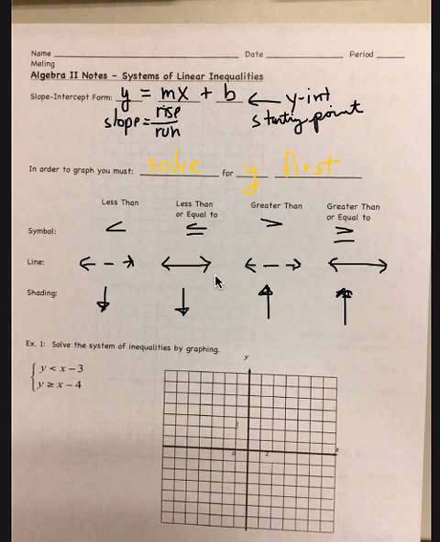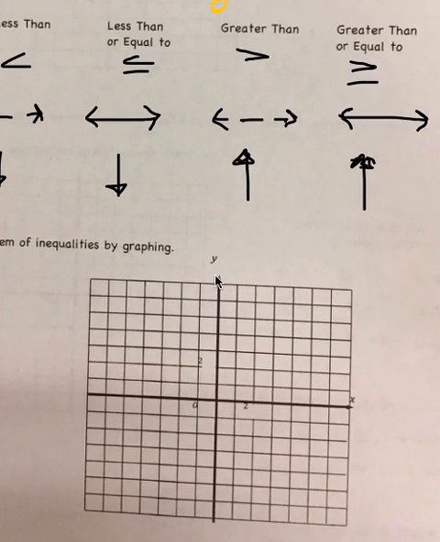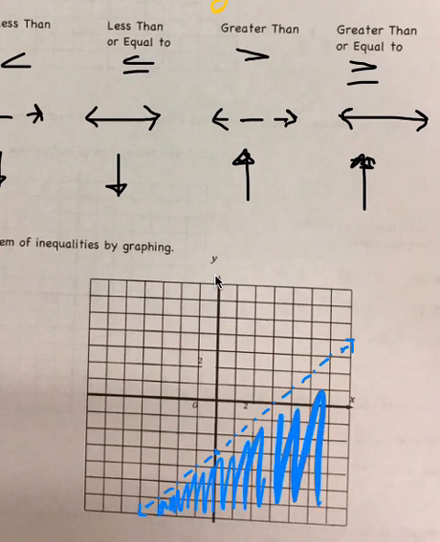So simple enough. All right, so we have y is less than x minus 3. That means our y-intercept is at -3, and our slope is 1. So we're going up 1 and over 1, up 1 and over 1. And it's going to be a dotted line, so I'm going to put these dashes in between my points. And it's less than, so that means we shade below. Shading doesn't have to be perfect, but I just want to see it in here.